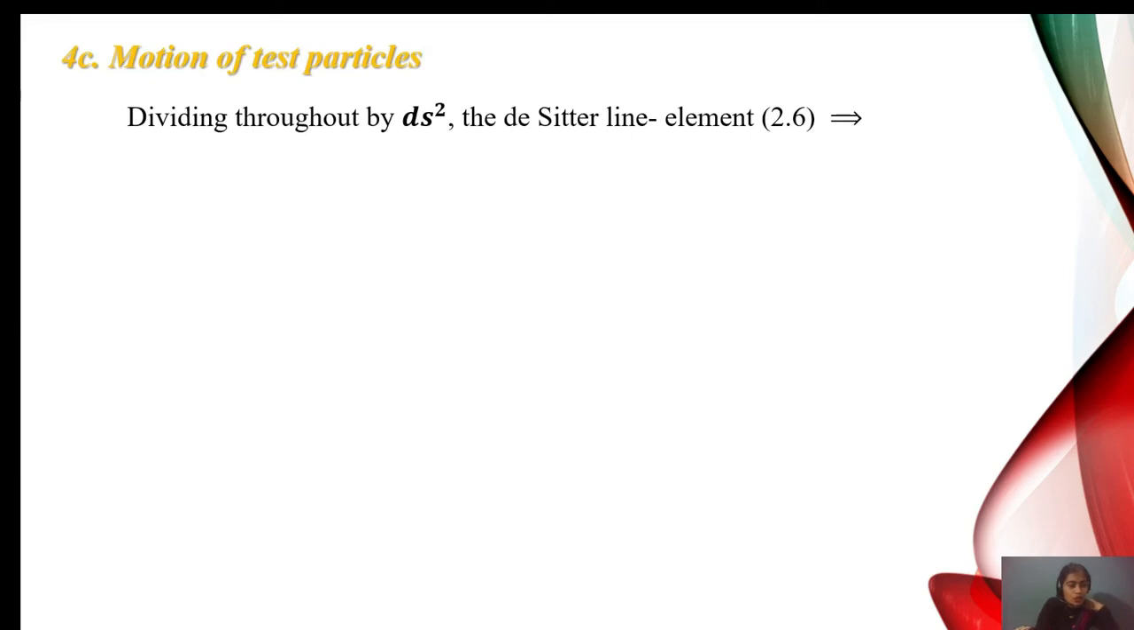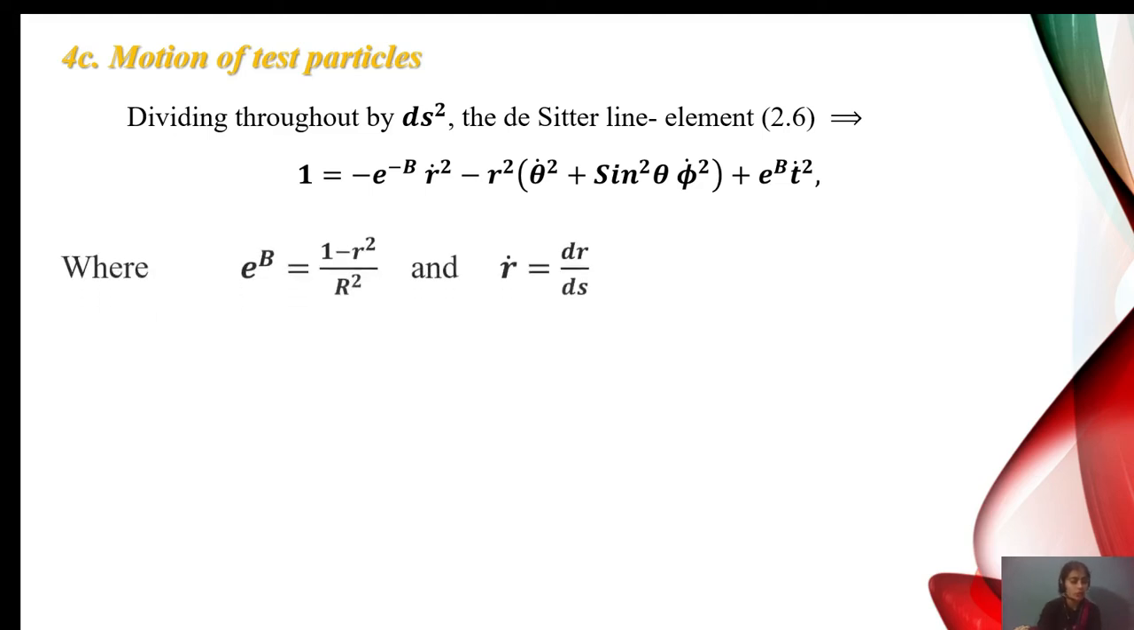Let us go next to the third part, the motion of a test particle. Dividing throughout by ds square of the de-Sitter line element, we get 1 equals minus e to the power minus b r dot square minus r square (theta dot square plus sine square theta phi dot square) plus e to the power b t dot square. You know that e to the power b equals 1 minus r square upon capital R square, and r dot equals dr upon ds.